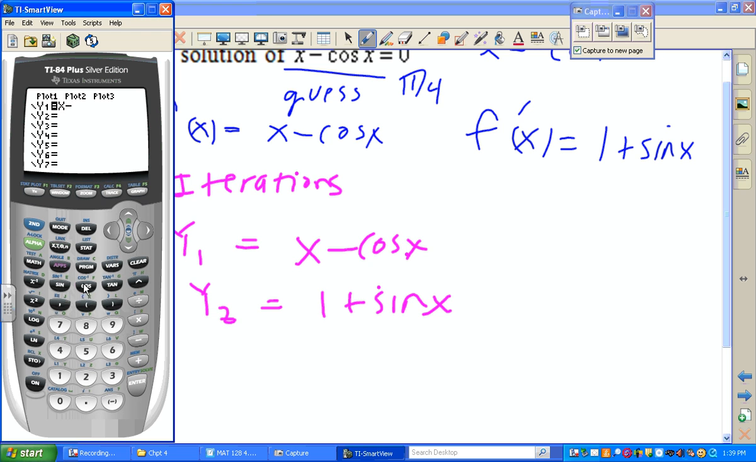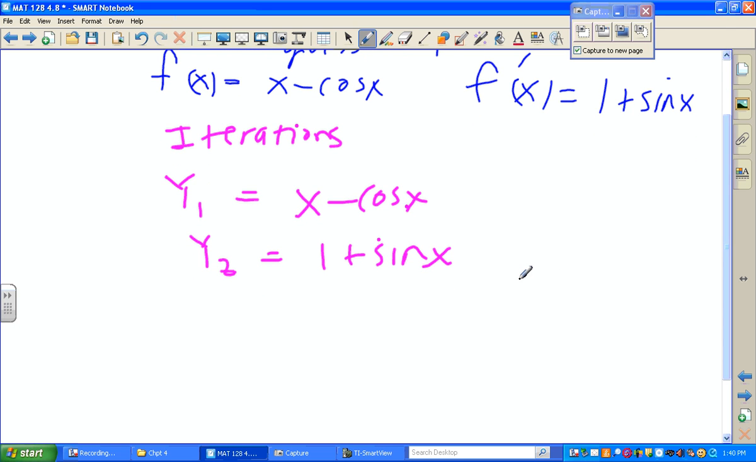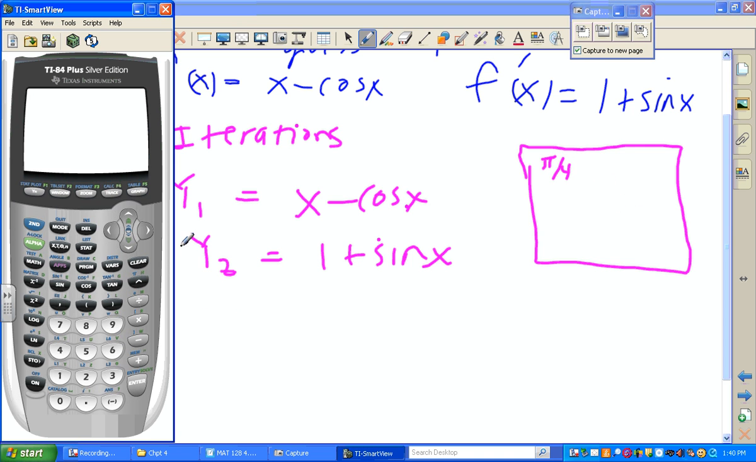X minus cosine of x and 1 plus sine of x. If you're following along, great. If not, now's where things go a little quicker. Now that I have that in there, the whole idea is that it cleans up the home screen. This is no longer on the home screen. On the home screen, I'm going to input my pi over 4, and then press enter, and I'm going to get my decimal. And we already know the decimal is around 0.75, don't we?